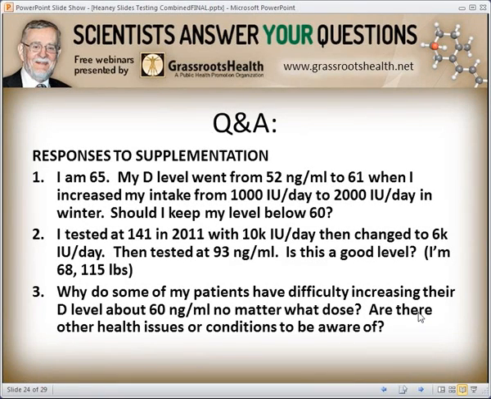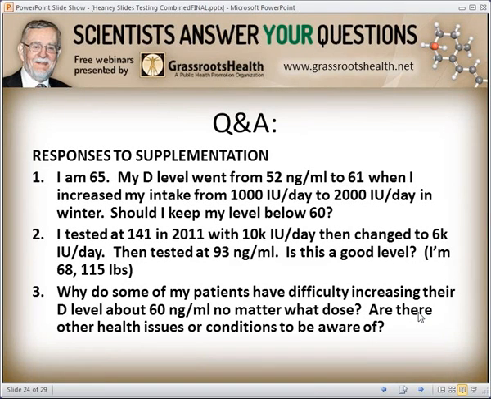Well, Carol anticipated the answer to this question when she showed that even at high doses, there are going to be some people who are under 40 nanograms per milliliter, and you just have to keep pushing if you want to get above that. We think that the reason for that is that there's difficulty converting D to 25-hydroxy-D, and different people have different capacities.